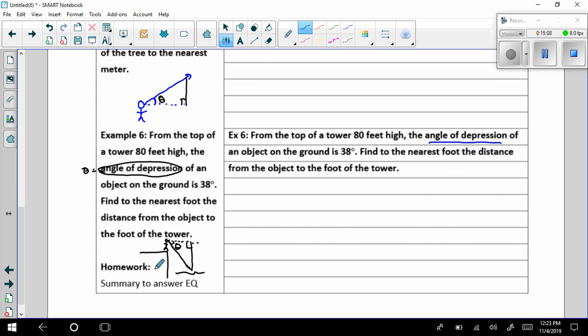Right. So from the top of a tower that's 80 feet high, all right, those ones are kind of different. So we have the tower itself is 80, but we're looking down from the top of it. So here's our direct line of sight. Here's us looking down. It's talking about this angle right here.